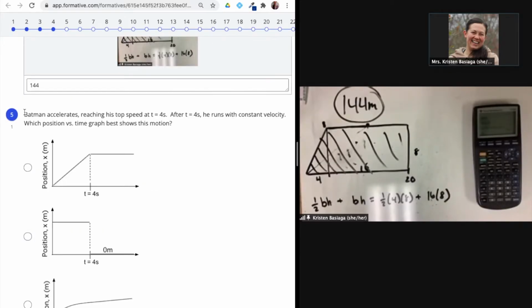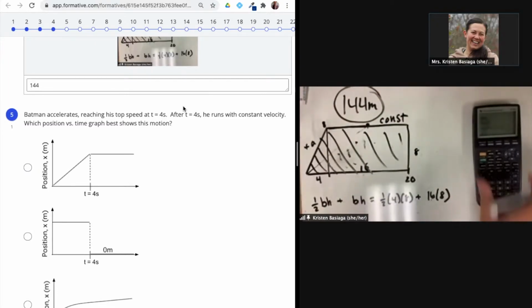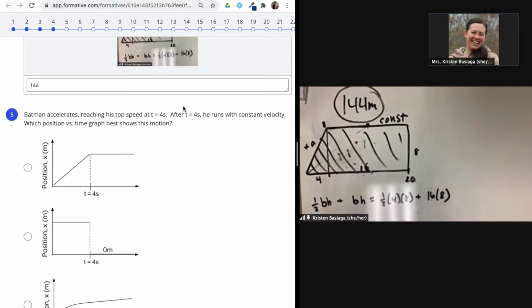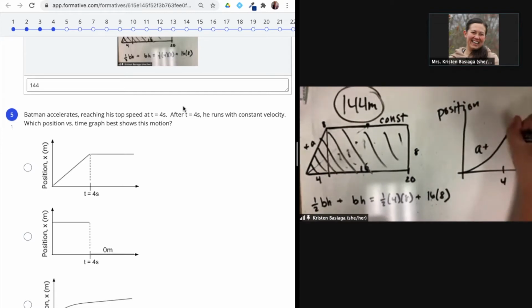Next, for number 5, Batman accelerates, reaching his top speed of 8 at 4 seconds of time. Then he runs with constant velocity. I see that he has a positive acceleration to start, and then constant. So I would expect his position versus time graph for the same period of time to be an upward facing curve for positive acceleration for the first 4 seconds, then some sort of straight line, some sort of constant velocity.